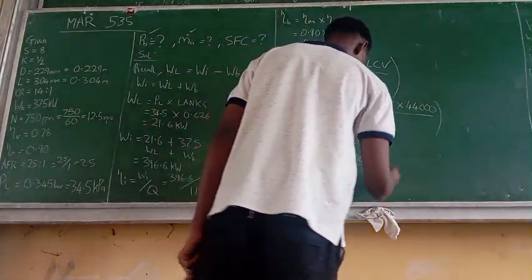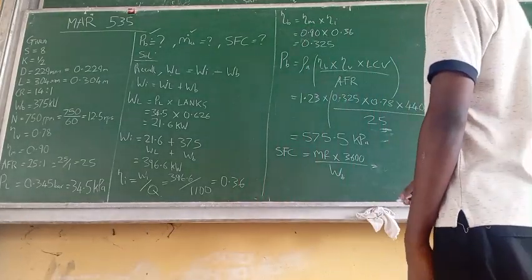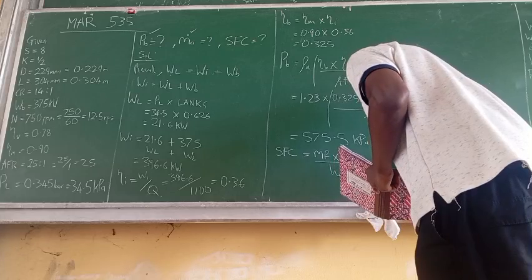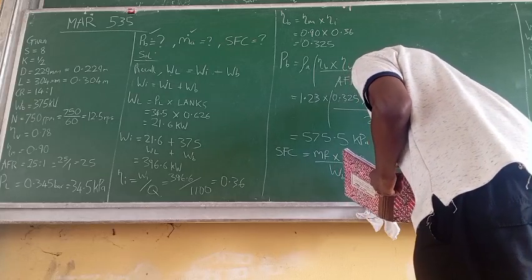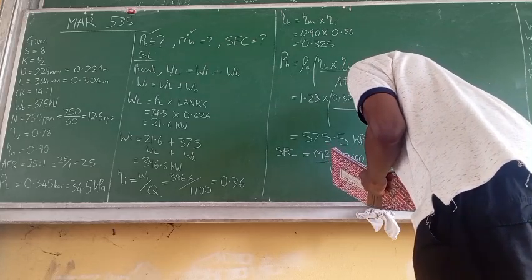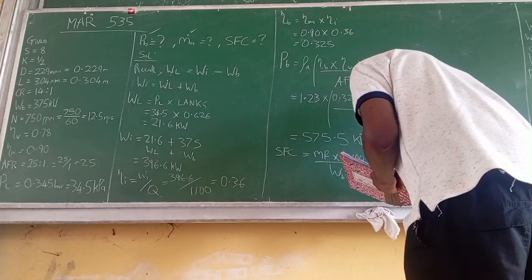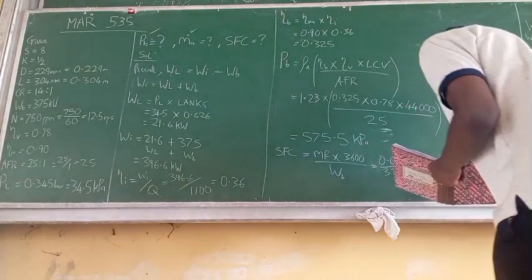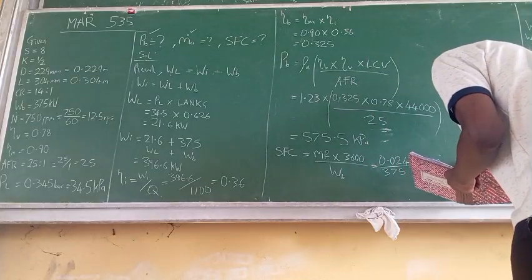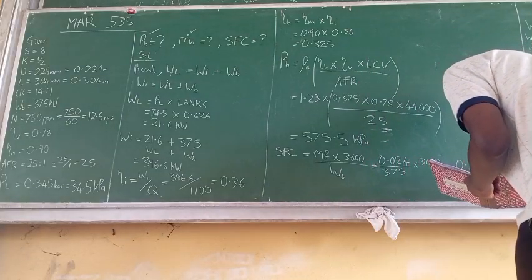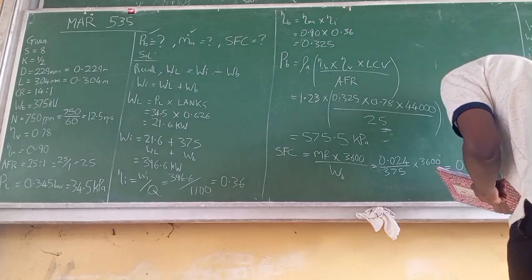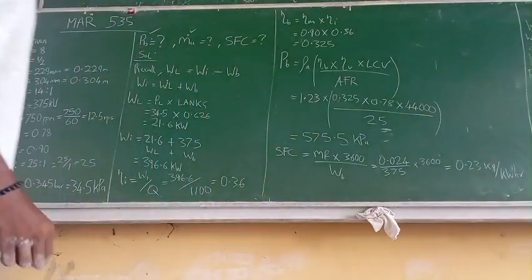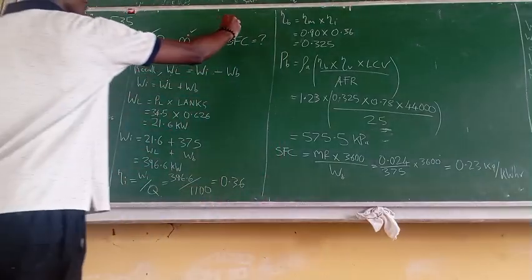So this would be MF, which gives 0.23 kilograms per kilowatt hour. So this is the final thing we have to look for. That's the final answer and we finish the question.